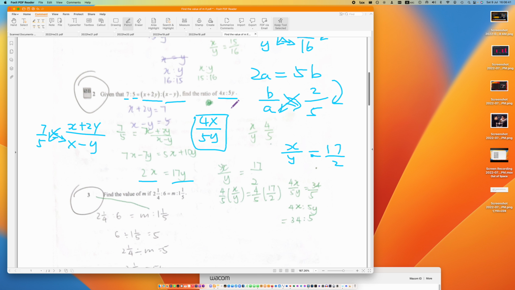Basically, you change your 4x over 5y to this format. How do you decouple this? It is 4 over 5 times x over y. Can you see it in this format? So then you have your x over y, which is 17 over 2. Then this 4/5 is 0.8, then you times the 17/2, so that's your answer.